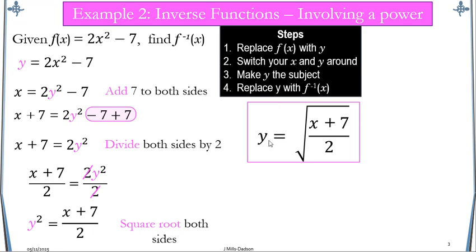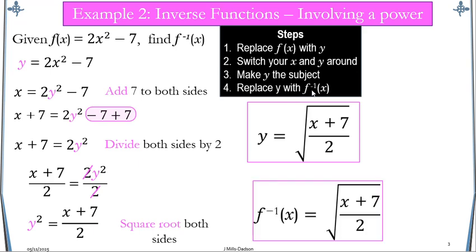Final step is to replace the y with the inverse function notation. So we now have f negative 1 of x, which is the inverse function of x, is equal to the square root of x plus 7 over 2. So this is an example of creating an inverse function involving powers.